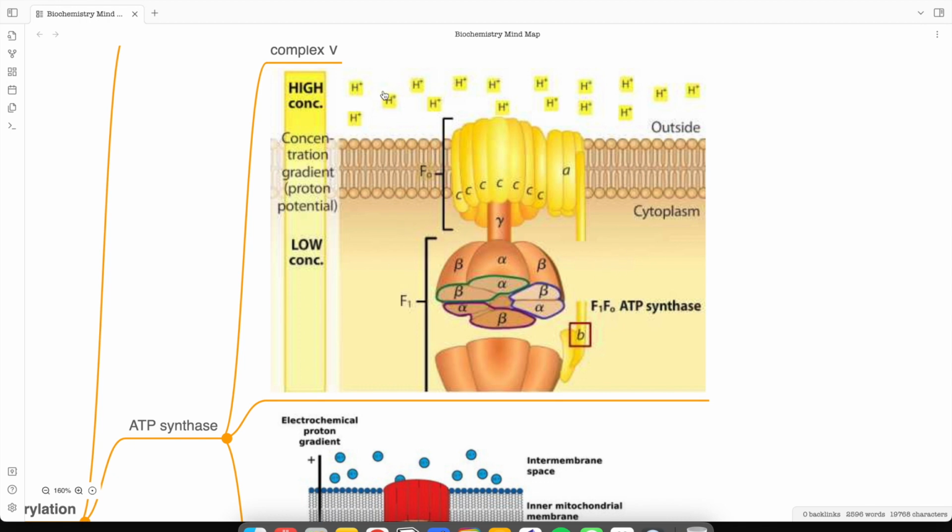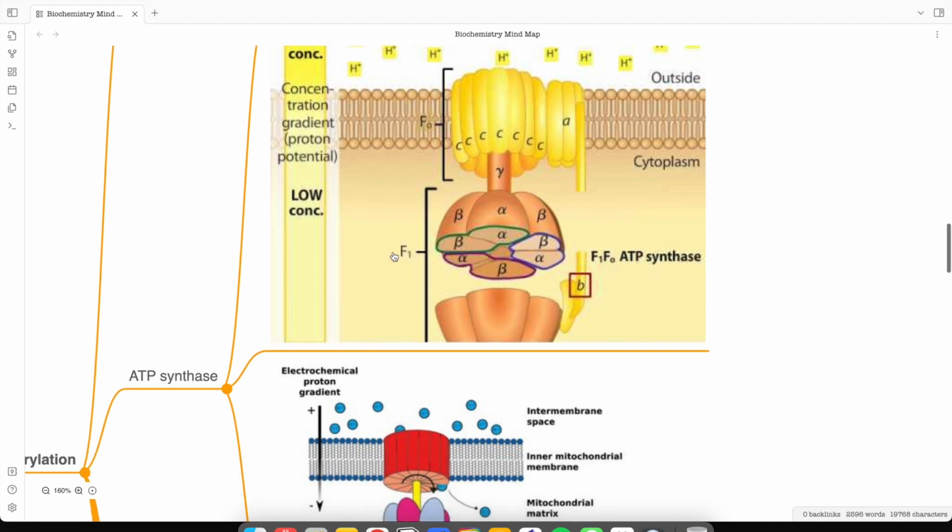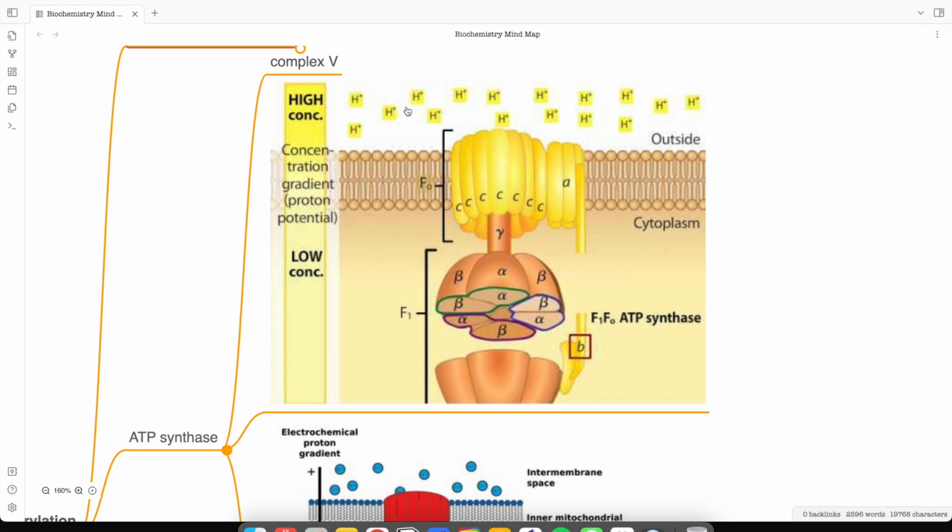Or we can say there is high positivity outside and low positivity inside. That's why there is an electrical gradient. And why a chemical gradient? Because H plus is high outside, which means pH is low, so acidic outside and basic inside. H plus is less in the cytoplasm, which means pH is high, that means basic pH, and H plus is high outside, which means pH is low, acidic outside. So acidic outside and basic inside.